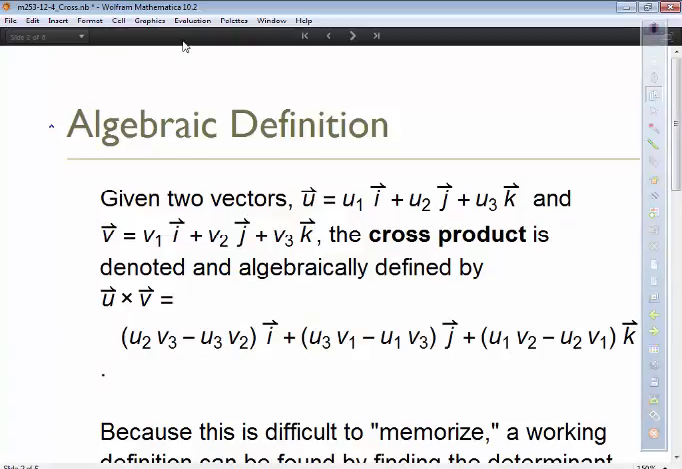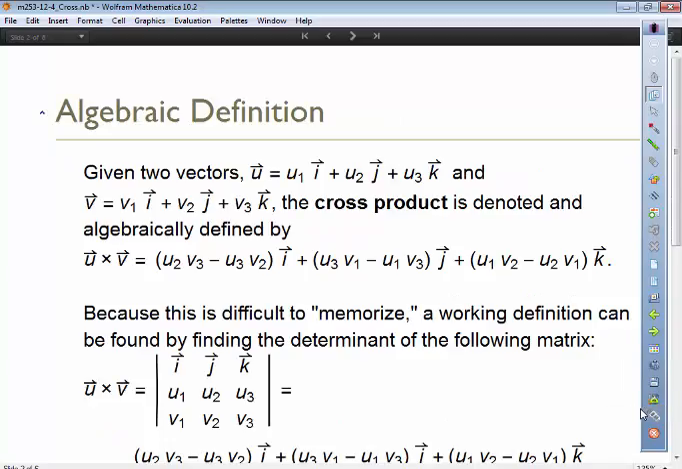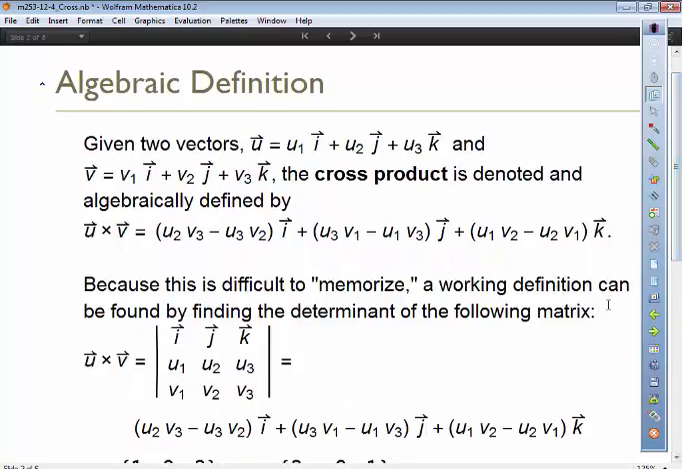So what we'll do is define our cross product with what I would call an algebraic definition, and then we'll look at it from a geometric point of view. And then there are a lot of other properties that would follow. So here's a general definition of a cross product.